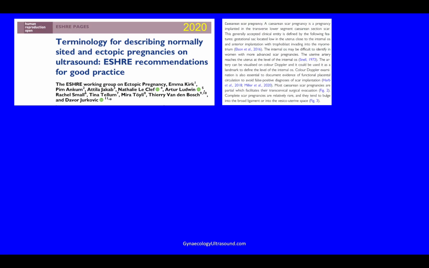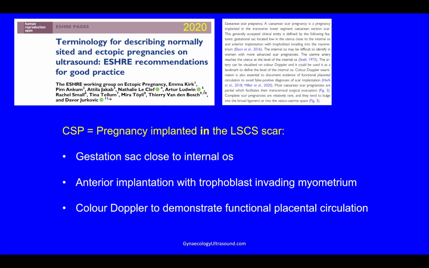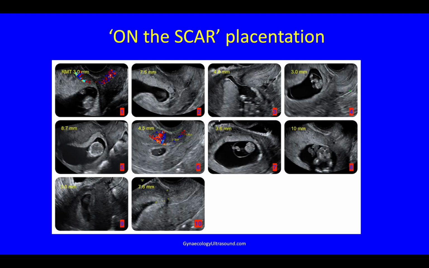In 2020, ESHRE came up with some new terminology, and it said definitely that a scar pregnancy is implanted in the niche of a scar. It's close to the os, anterior implantation, invading the myometrium, and with color Doppler in the scar. So if we're going to call it on the scar, maybe just on-the-scar placentation rather than scar pregnancy.